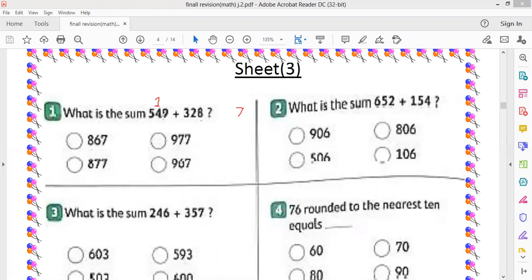1 plus 4, 5, and 5 plus 2, 7. Then we go to 100, 5 plus 3, 8. 877. Question number 2. What is the sum of 652 plus 154? Again, we start with ones. 2 plus 4 equals 6. 5 plus 5, 10. We write 0 and raise 1 to the next place. 1 plus 6, 7, and 7 plus 1, 8. 806.